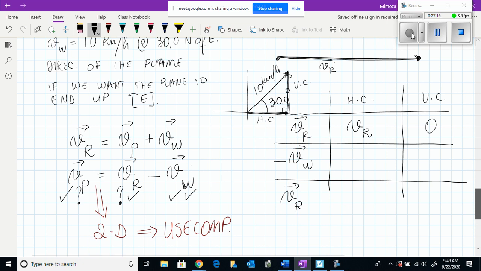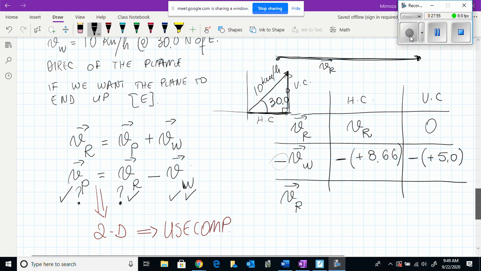So the horizontal component will be 10 times cosine 30, which is 8.66. The negative that the relationship dictates to us, plus 8.66. And for the vertical component, we will use the sine. So it will be negative, as the relationship dictates to us, plus 5.0. Is it clear up to here?